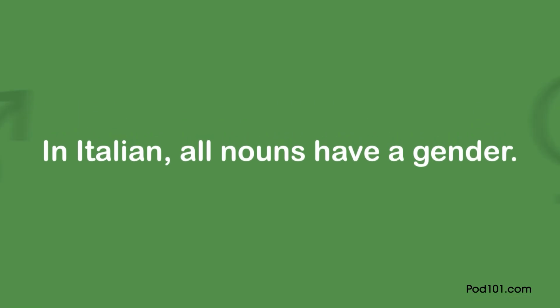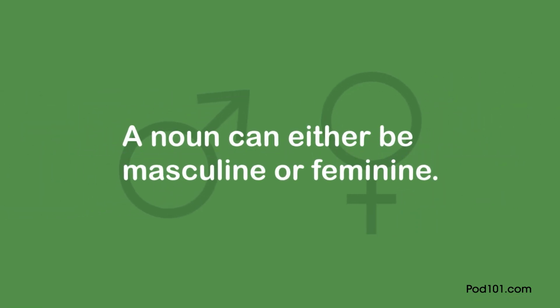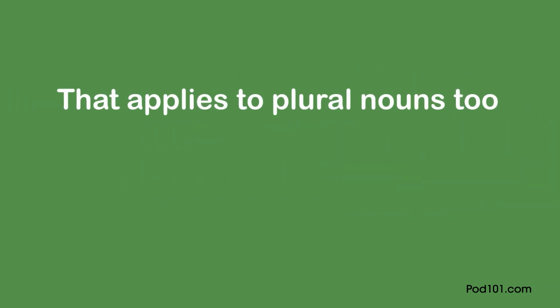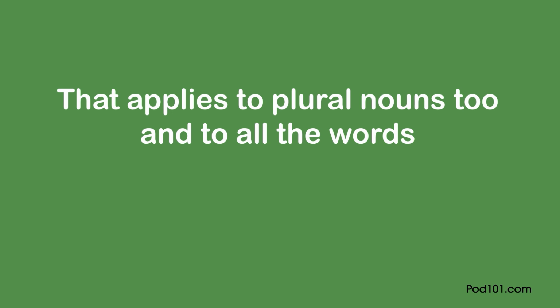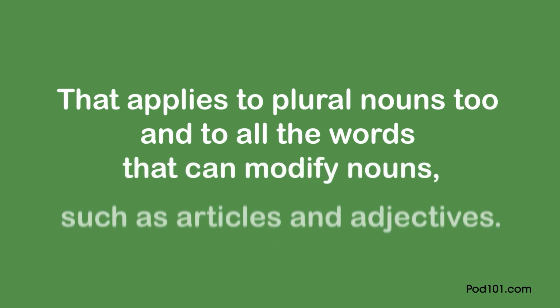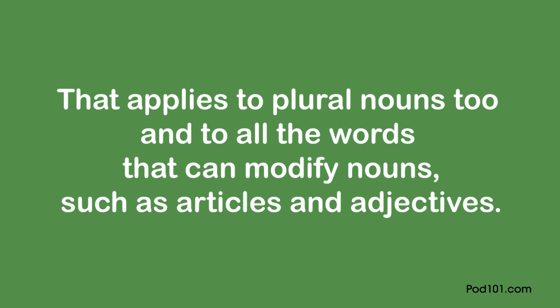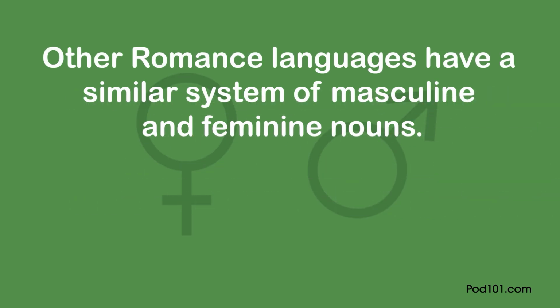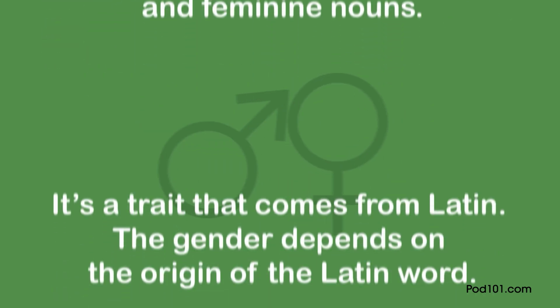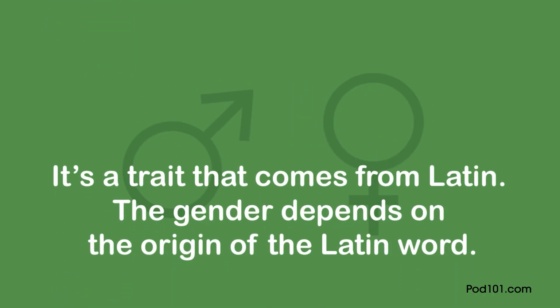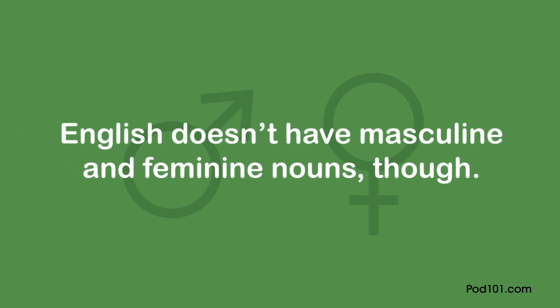In Italian, all nouns have a gender. A noun can either be masculine or feminine. That applies to plural nouns too, and to all the words that can modify nouns, such as articles and adjectives. Other Romance languages have a similar system of masculine and feminine nouns. It's a trait that comes from Latin. The gender depends on the origin of the Latin word. English doesn't have masculine and feminine nouns though.